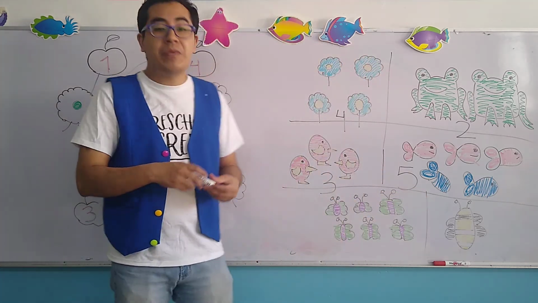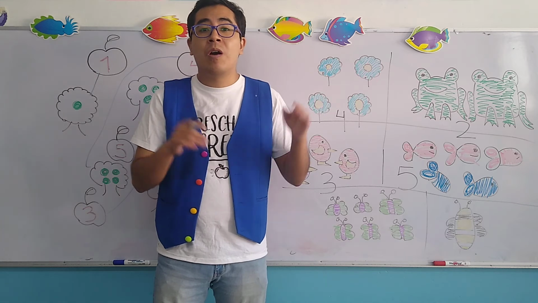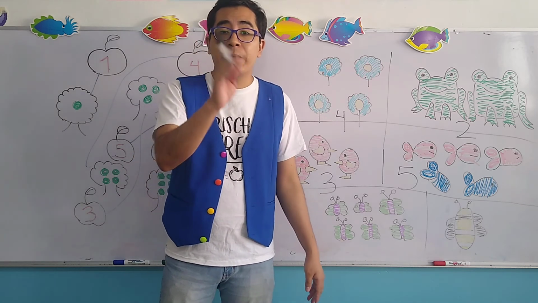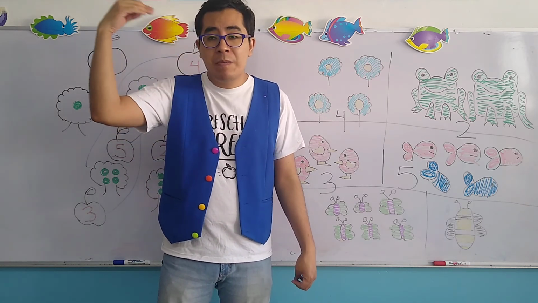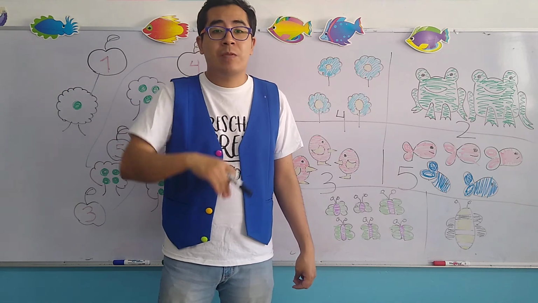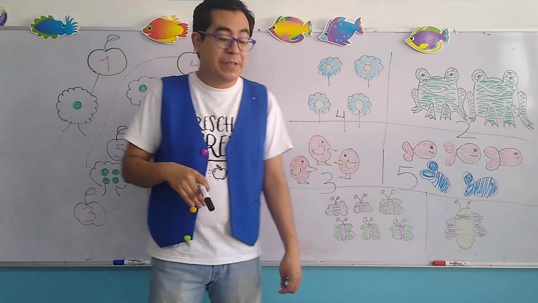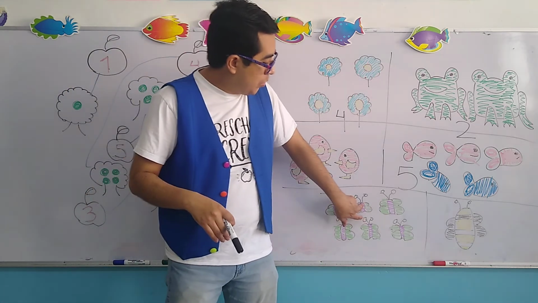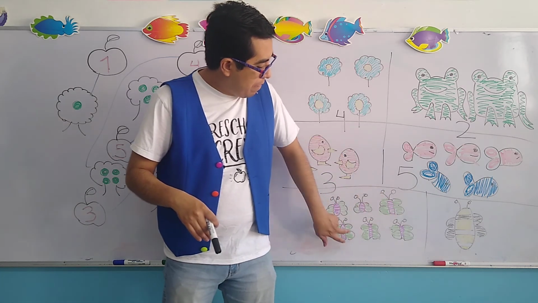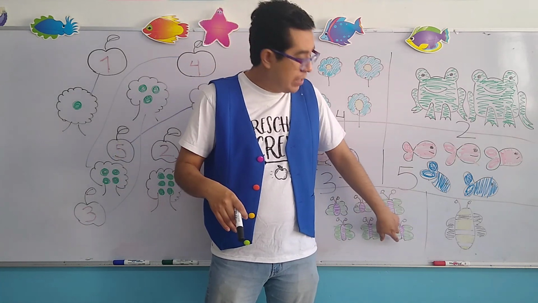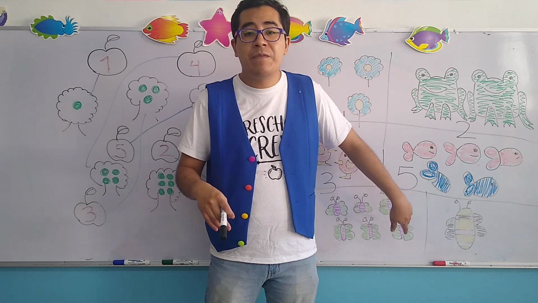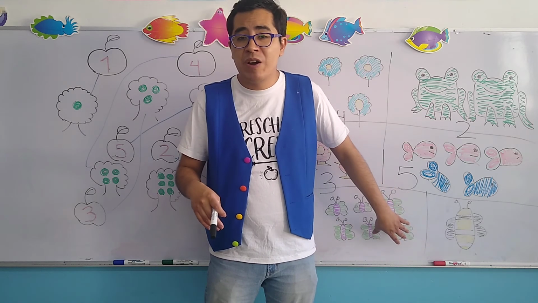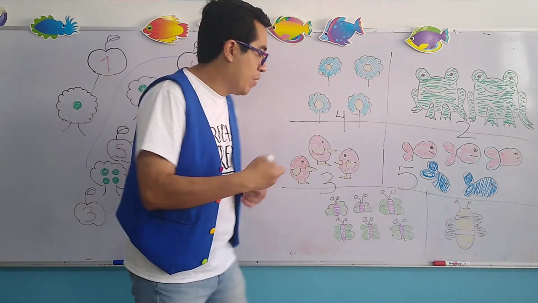Now, let's continue with the butterflies, which are part of the family of insects, which we'll be reviewing later on. Lo vamos a repasar próximamente. 1, 2, 3, 4, 5, and 6. So how many butterflies appear inside of this square? 6 butterflies.